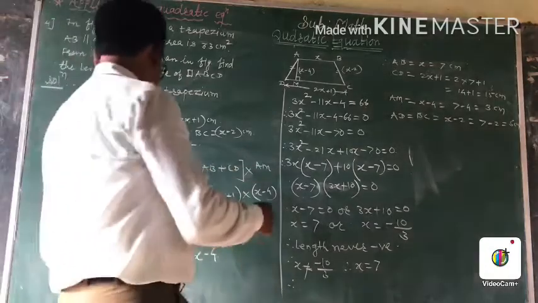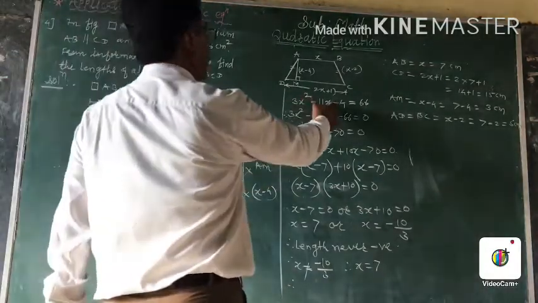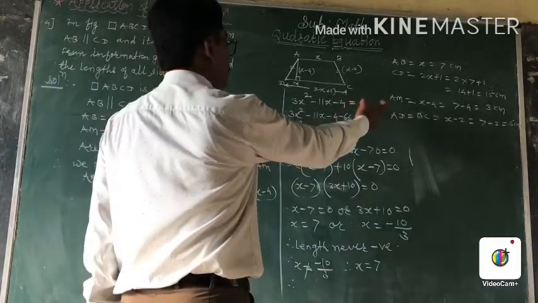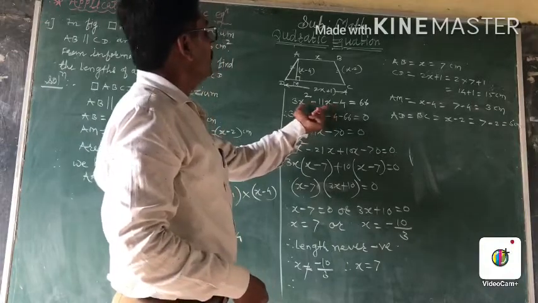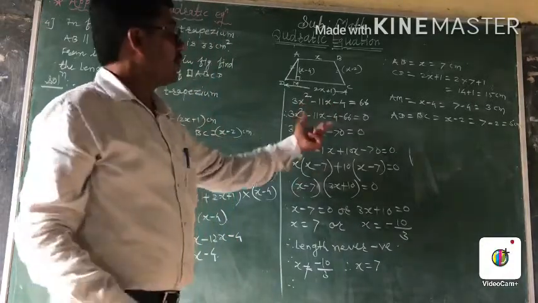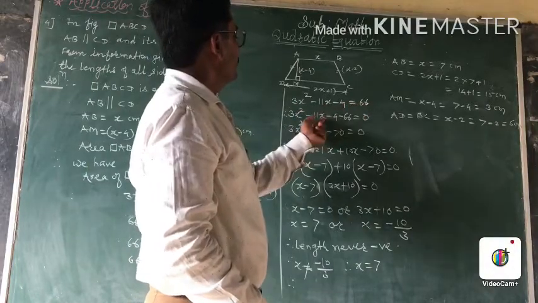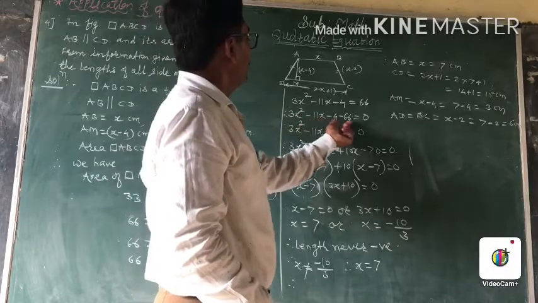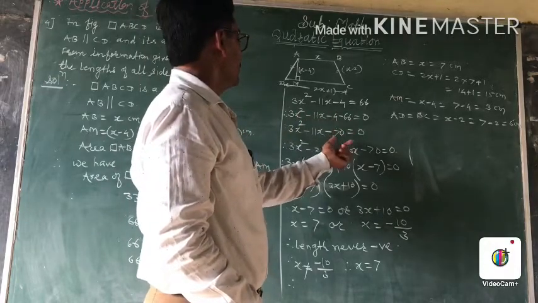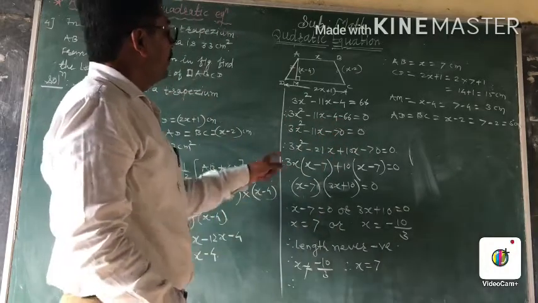Now this 3x square minus 11x minus 4 is on the left hand side and 66 on the right hand side. Now this is a quadratic equation. Bringing this 66 to the left, you get 3x square minus 11x, and the sum is minus 70. Now you get the standard form of this quadratic equation.